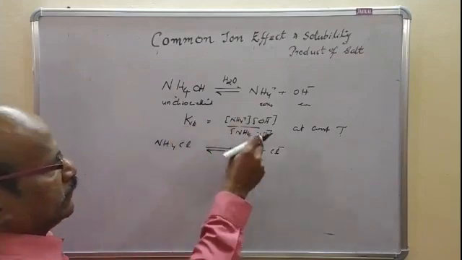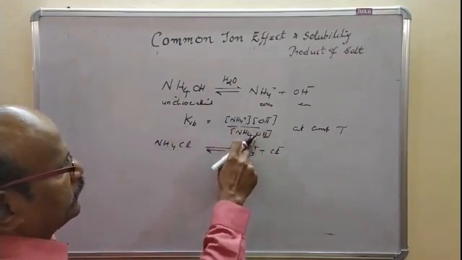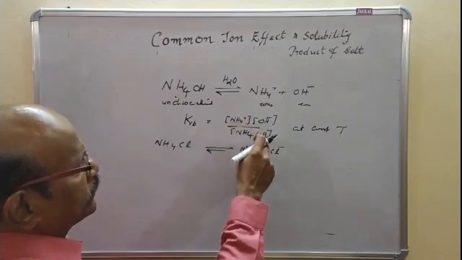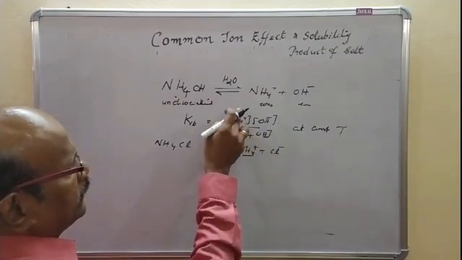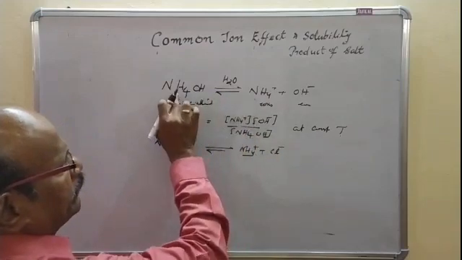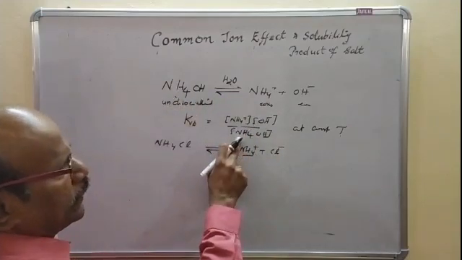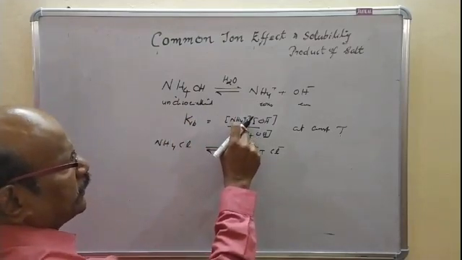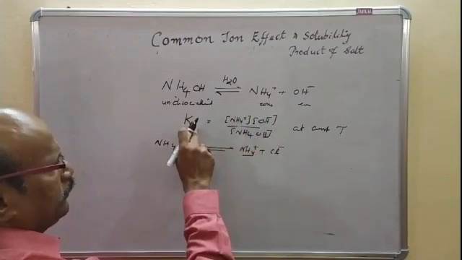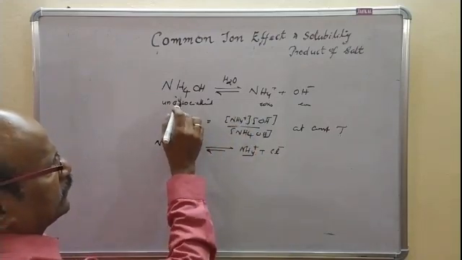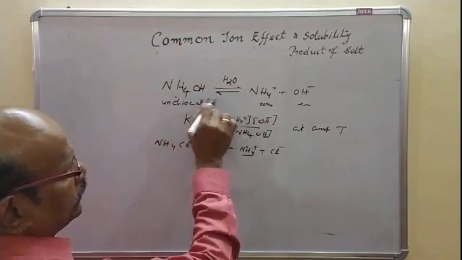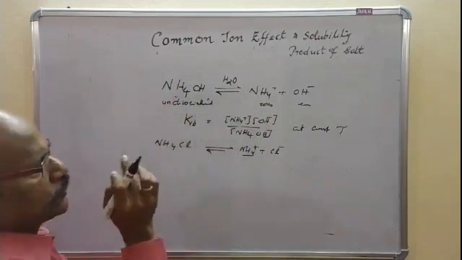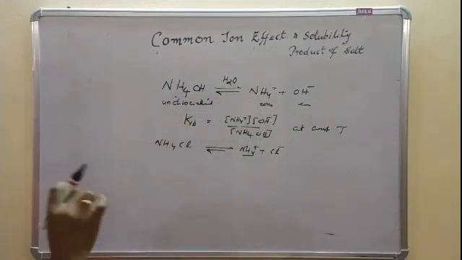In order to keep Kb constant, what has to happen? The increase in ammonium ion has to be reduced, by shifting the equilibrium towards the left. That is, more undissociated ammonium hydroxide is produced, thus keeping the ammonium ion concentration, or Kb, constant. That means the effect is that the dissociation of ammonium hydroxide is suppressed. That is one example.